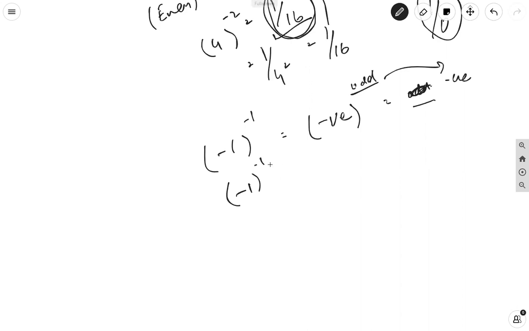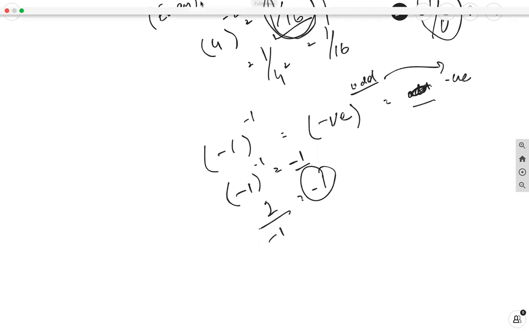We can write it as -1/1, 1/1. Then the answer is still -1. I'm getting what you are saying. You are saying we will do it this way, but the answer is still -1.